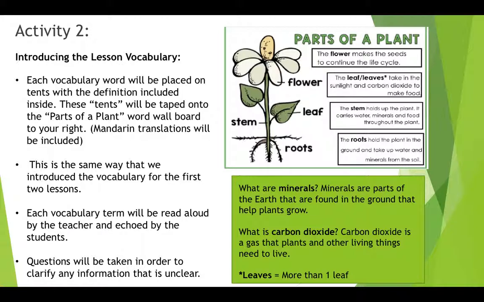So as you can see, what are minerals? Minerals are parts of the earth that are found in the ground that help plants grow. This we found to be the most student-friendly definition and therefore the most understandable. Also, carbon dioxide is a gas that plants and other things need to live. We've also starred the word leaves because there can be some confusion between leaf and leaves, and we want the student to know and focus on that leaves mean more than one leaf.